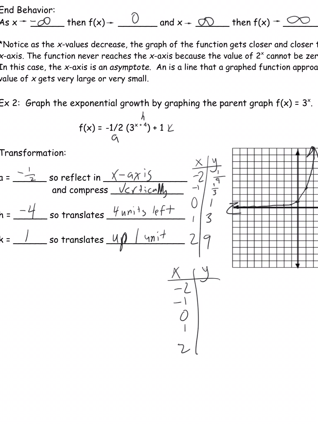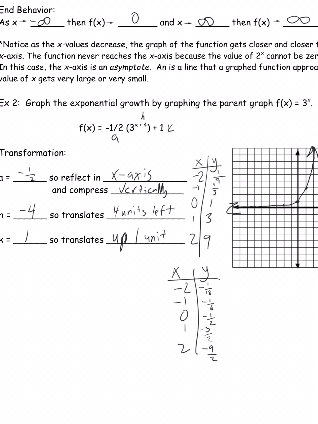So negative 1/2 of 1 over 9 is negative 1 over 18. Negative 1/2 of 1 over 3 is negative 1 over 6. Negative 1/2 times 1 is negative 1/2. Negative 1/2 times 3 is negative 3/2. And negative 1/2 times 9 is negative 9/2.